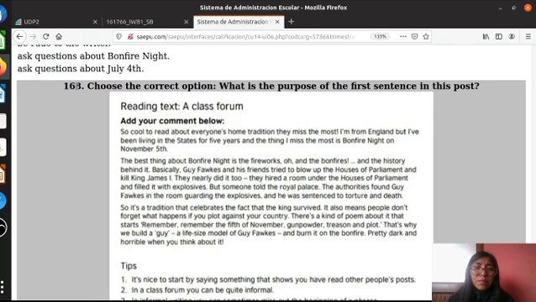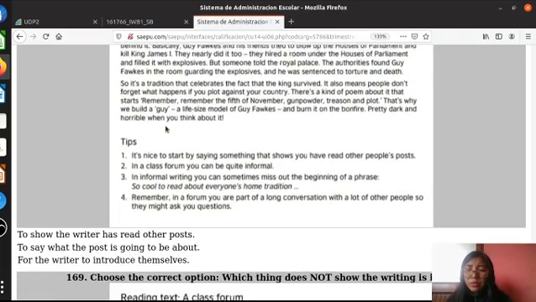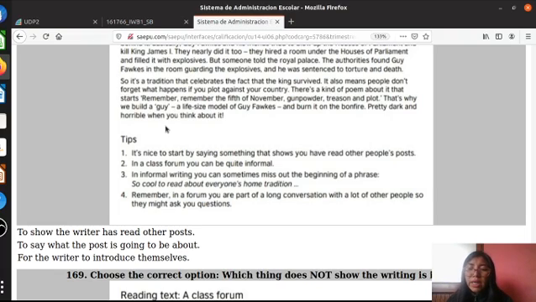The second, what is the purpose of the first sentence in the post? Okay, here you have the first sentence. What is the purpose? To show the writer has read other posts, to say what the post is going to be about, for the writer to introduce themselves. What is the purpose? That's right, to show the writer has read other posts. Okay, so you have to pay attention to the meaning, to the context, to the message, okay, of the paragraph.